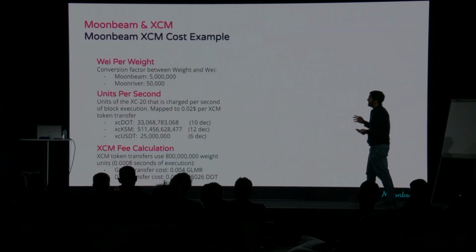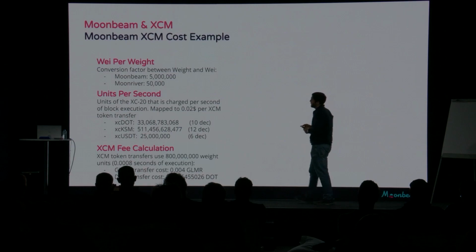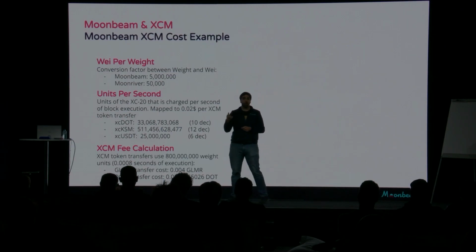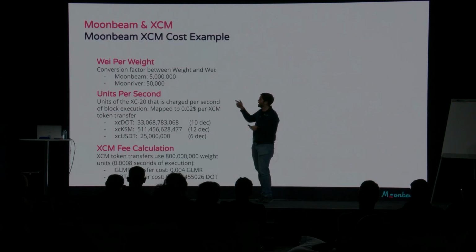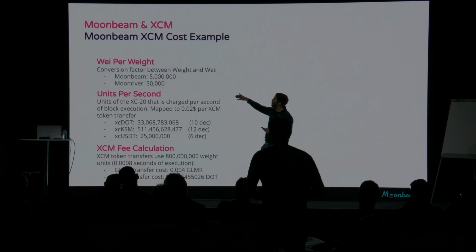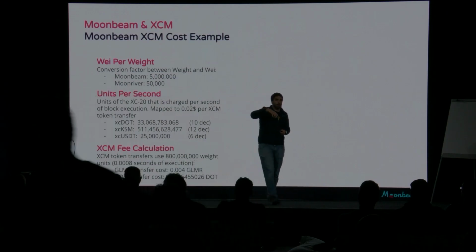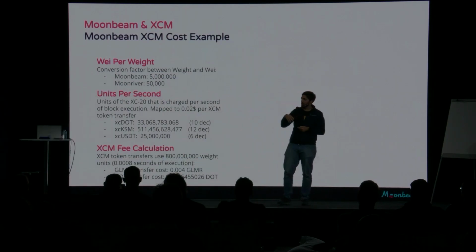On Moonbeam, it's a little bit different, even though it's similar, because you can actually pay for XCM execution using other tokens, right? So if you're paying for XCM execution using GLMR or MOVR, there's basically a constant between GLMR and weight. Or in this case, it's weight to GLMR, which is hard to pronounce.